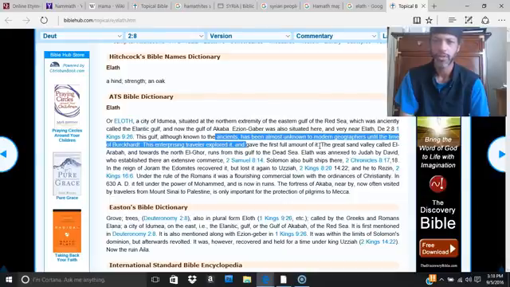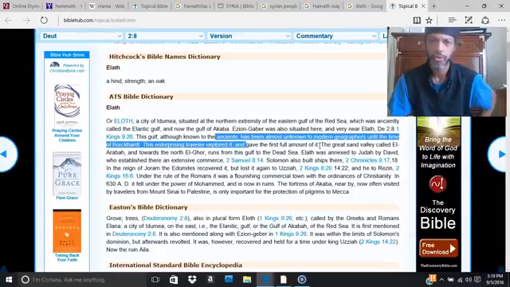Elath was annexed to Judah under David, who established there an extensive commerce. Solomon also built ships there. In the reign of Joram, the Edomites recovered it, but lost it to Uzziah, and he to Rezin, or Rasan. Under the rule of the Romans, it was a flourishing commercial town, with the ordinances of, of course, Christianity. But it fell under the power of Muhammad and is now in ruins.